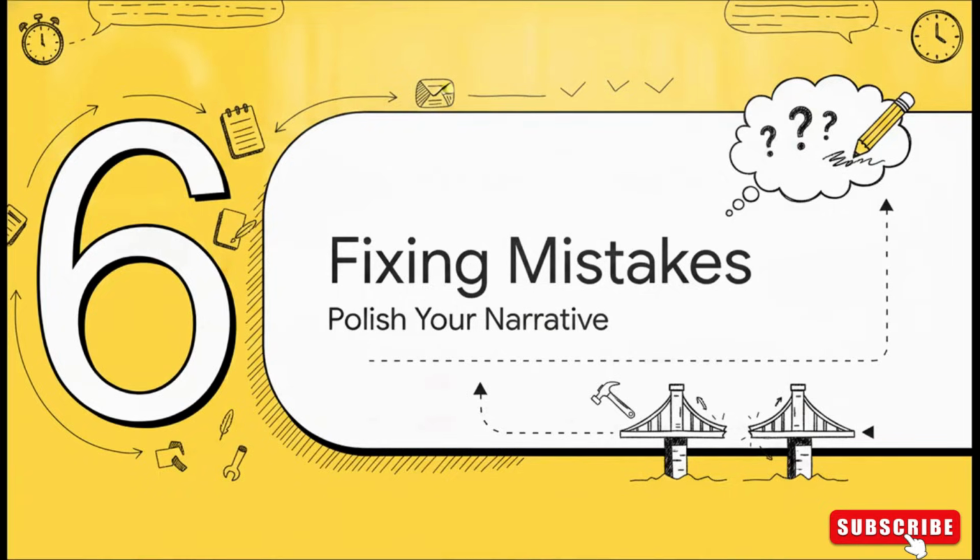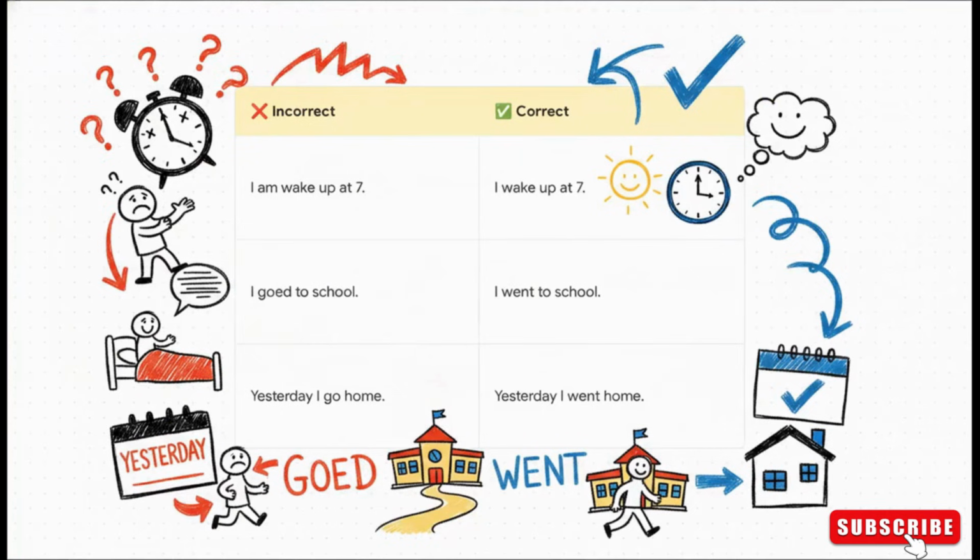Let's wrap things up with Section 6, Fixing Common Storytelling Mistakes. Look, even great storytellers stumble sometimes, so let's polish your narrative by clearing up a few common grammatical bumps. When learning to tell your day's story, there are a couple of pitfalls I see all the time. For example, accidentally adding the verb to be where it simply doesn't belong, like saying, I am wake up at 7. The simple present is clean and direct. It's just I wake up at 7, period.